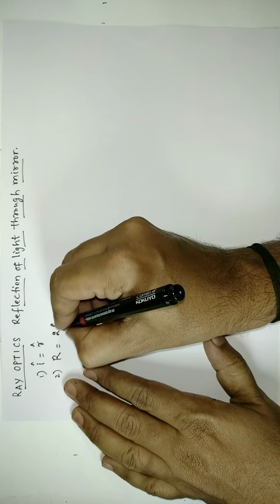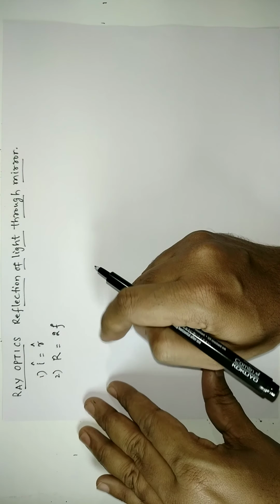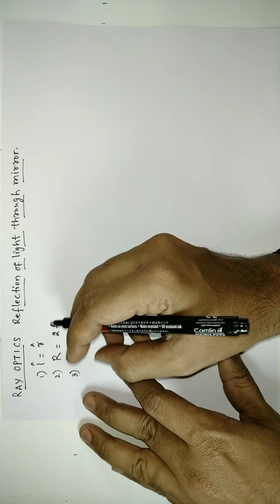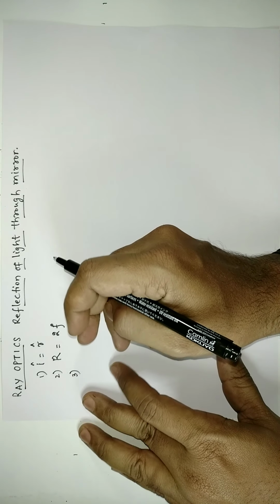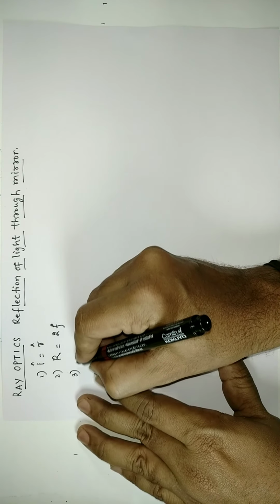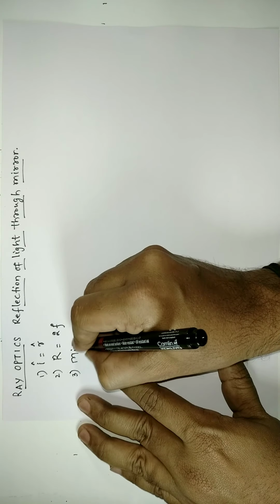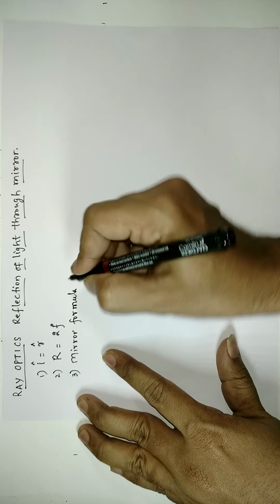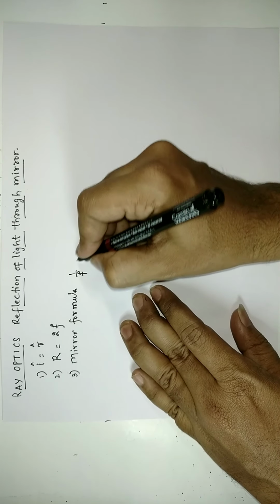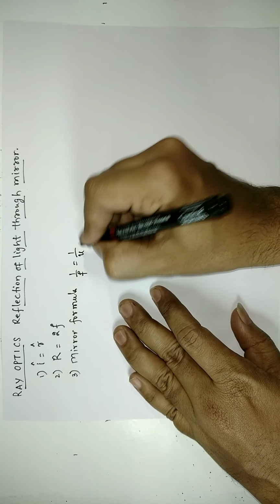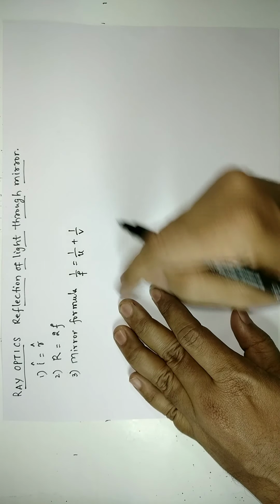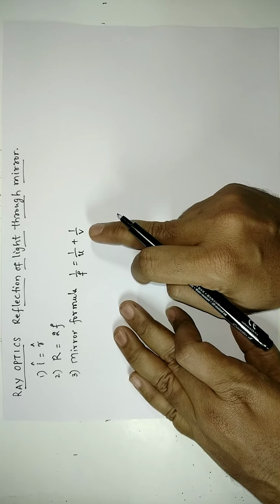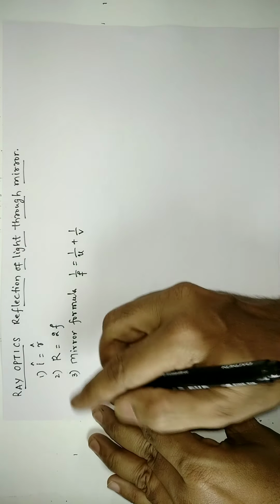Next, we have learnt the relation between the radius of curvature of a given spherical mirror and its focal length, which is given by r is equal to 2f. Then we learned the relation between the object distance, image distance and the focal length of a mirror, which is given by the mirror formula, 1 over f is equal to 1 over u plus 1 over v, where f is its focal length, u is the object distance and v is its image distance.